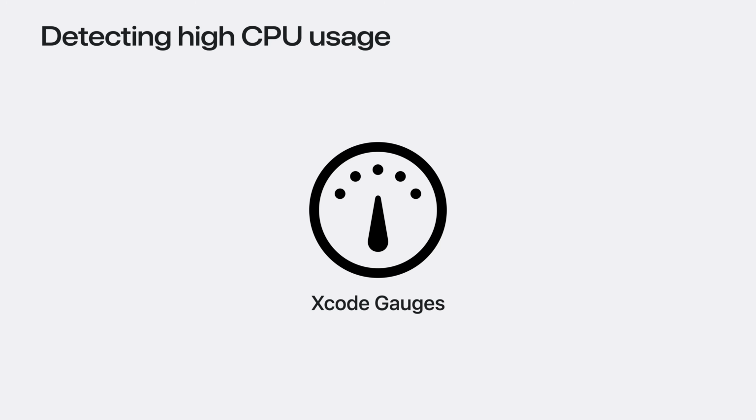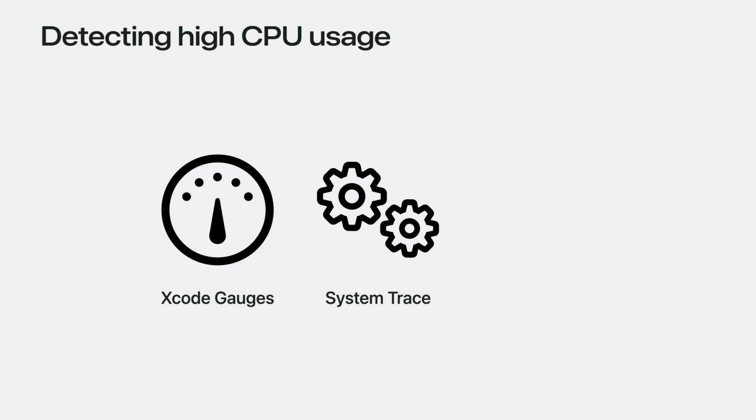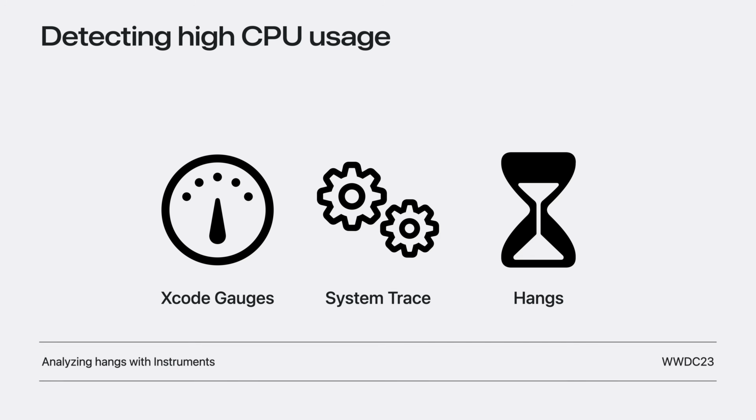Try Xcode's built-in CPU gauge to detect if CPUs are heavily used while interacting with your app. To analyze the blocking behaviors between threads and which threads will ultimately unblock them, use the System Trace instrument. And for issues impacting the UI or your app's main thread, use the specialized Hangs instrument. The Analyzing Hangs with Instruments session contains more details on how to confirm that your app's CPU usage needs to be optimized.